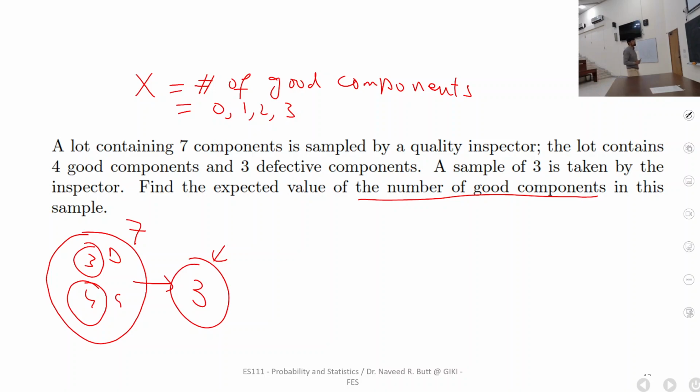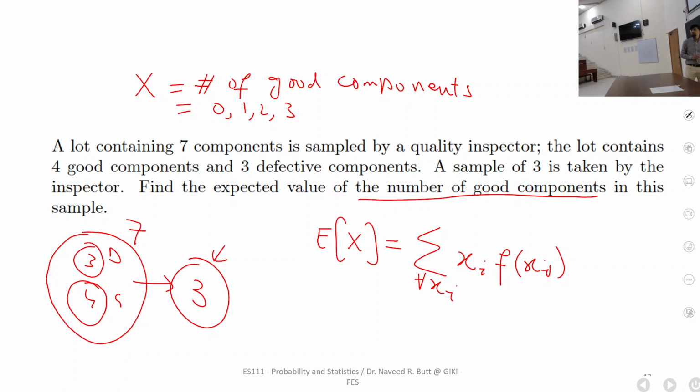So how do we write the expectation of a discrete case? The mean value of a discrete case, what was the formula? If it can take xi value, then you do xi times f(xi) over all values of xi, right? And in your case, there are 4 possible values. So to find expectation now, what's left?